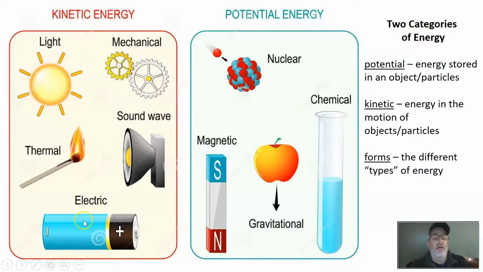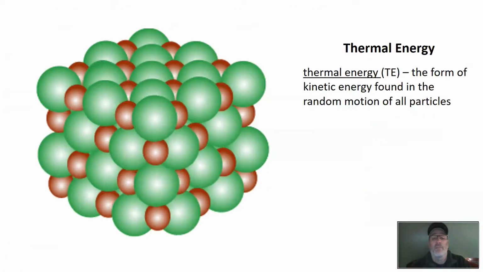Okay, so we have several different forms of both kinetic energy and several forms of potential energy. Forms really just means type. And I want you to think of potential and kinetic as two categories with several forms or types of heat.